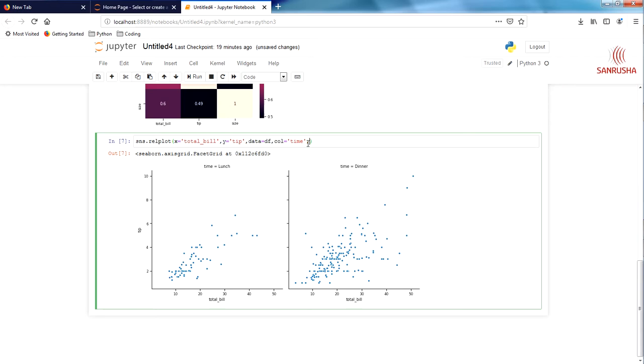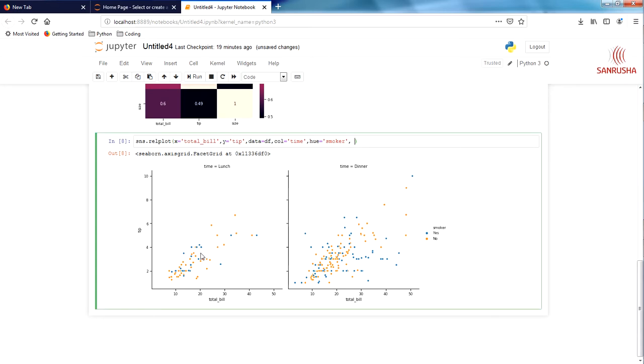Now say hue equals smoker. We will have more information based on whether the person was a smoker or not. Okay, now we got different colors based on smoker, yes or no. We see a pattern. I see a linear pattern here in both the cases. So far so good. Let's add size also.